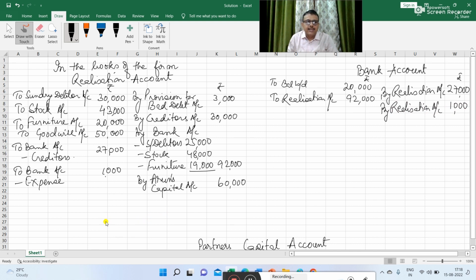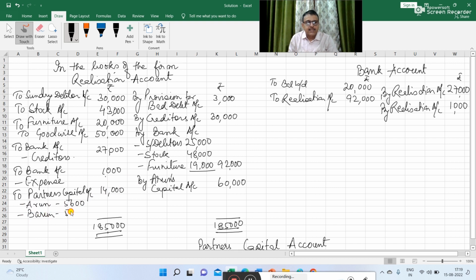Now the balancing figure in the realization account represents the profit on realization, because we have a balance on the debit side. So the credit side total is rupees 1,85,000. So I am writing here on the debit side also 1,85,000, and the balancing figure is rupees 14,000 that will be transferred to partners capital account. And this amount of 14,000 we are going to distribute in the ratio of 2:2:1. So Arun will get 5,600, Barun will get 5,600, and Tarun will get 2,800. So this is the realization account we have drawn here.